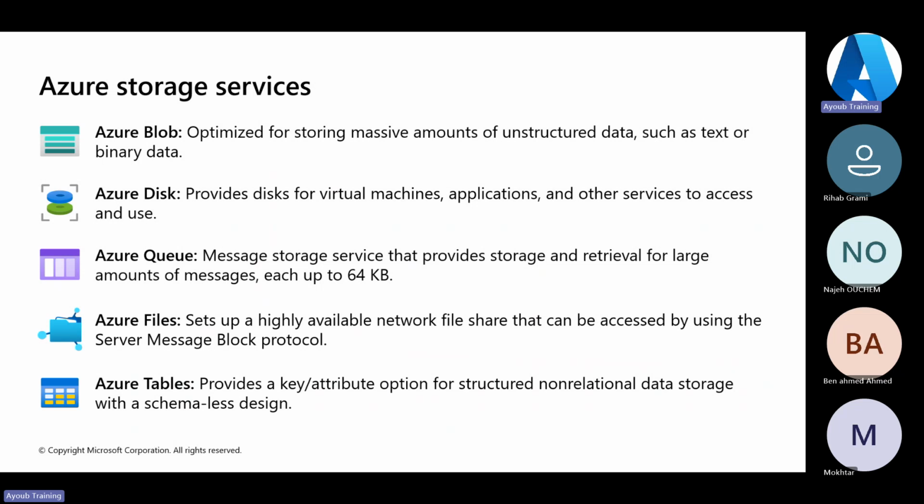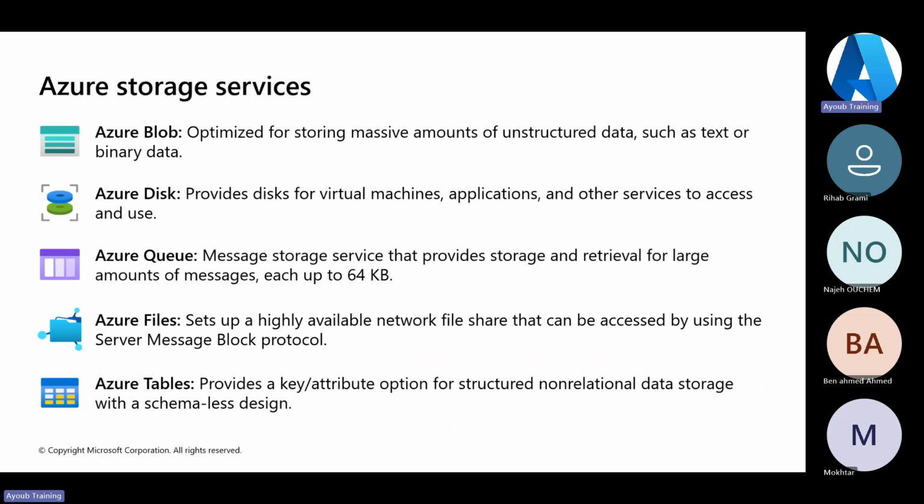The second one is Azure Disk. Simply, it's for the virtual machine. If you remember the last session, when we created a VM and wanted to add a disk, this type of disk. It provides a disk to virtual machines, applications, and other services to access and use. So simply a virtual disk for the virtual machine.